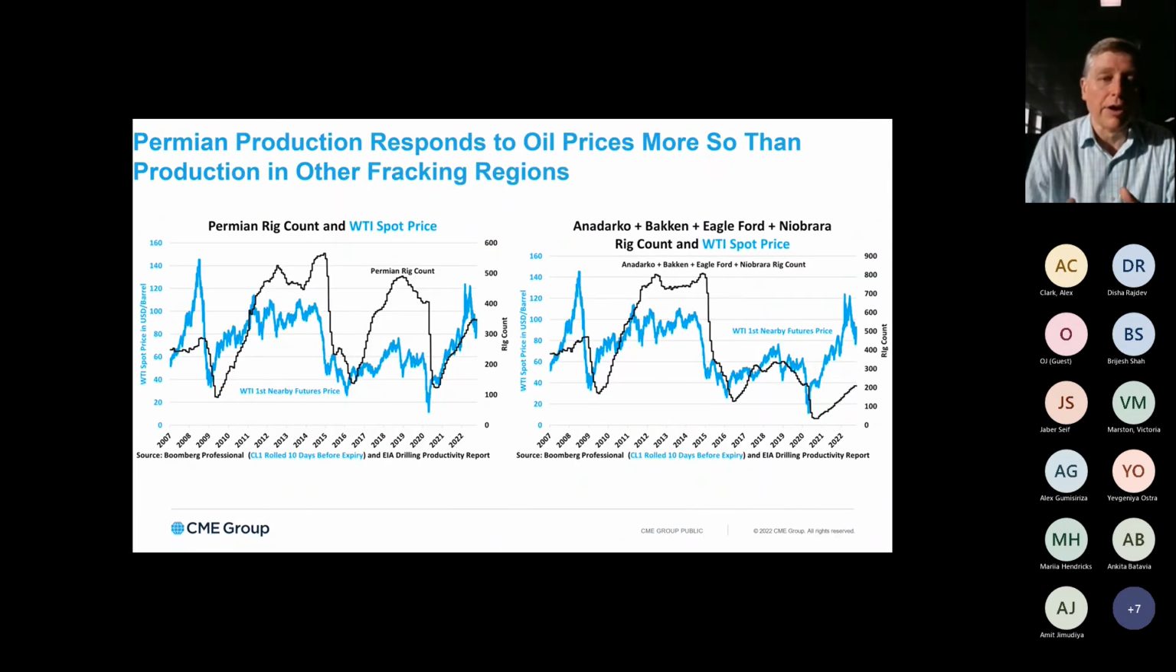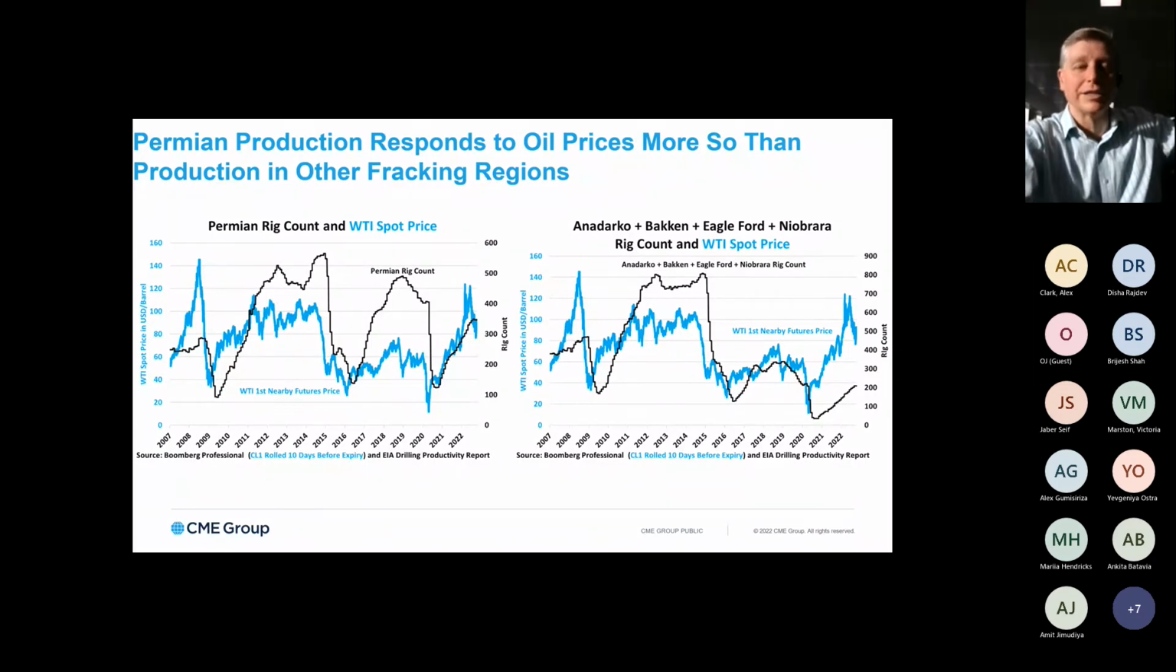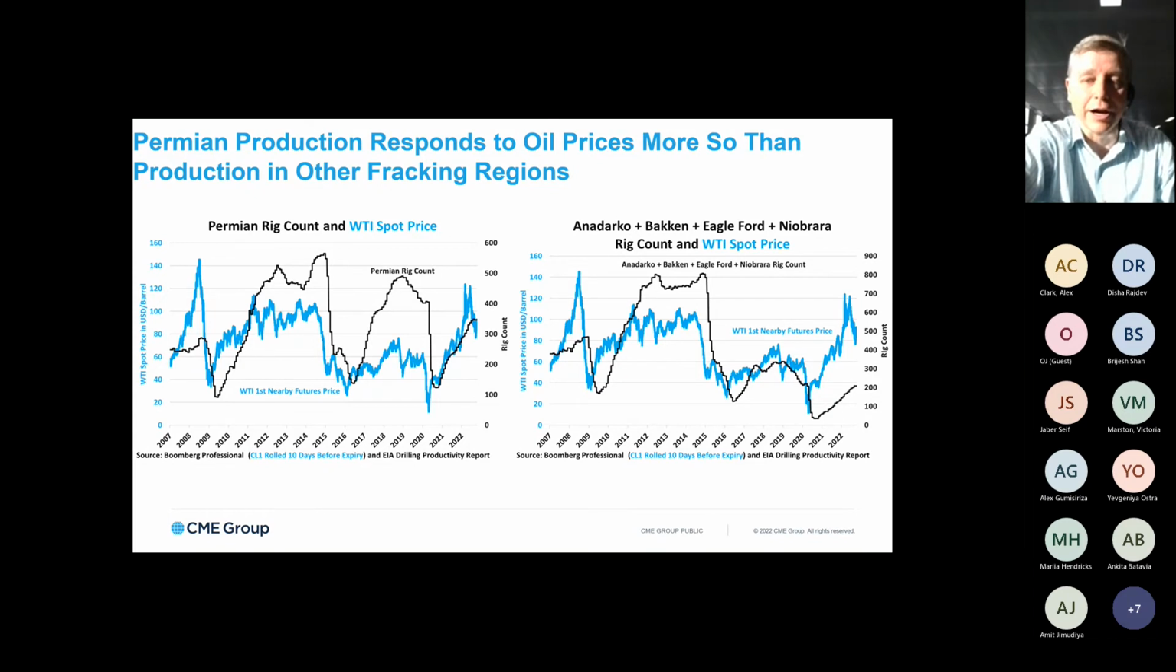And when you look at how the Permian responds to oil prices, here on the left we have Permian rig counts versus the price of oil. You can see that when the price of oil rises, the Permian rig count rises right along with it. It's a very, very simple relationship. With the other regions, the relationship is not as strong. With Anadarko, Bakken, Eagle Ford, Niobrara, oil prices have to rise a lot more in order to incentivize production because of those higher transportation costs.